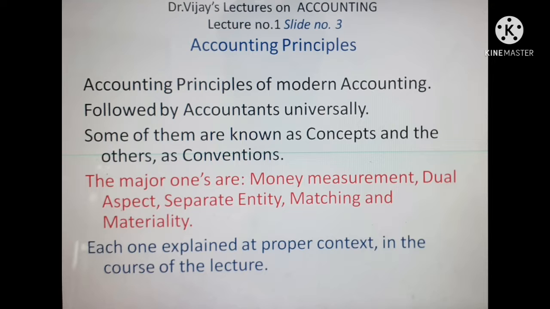We are with slide 3, accounting principles. Accounting principles are the foundations of modern accounting, followed by accountants universally. Some of them are known as concepts and others as conventions. The major principles are money measurement, dual aspect, separate entity, going concern, matching and materiality. Each one is explained in proper context in the course of the lecture.